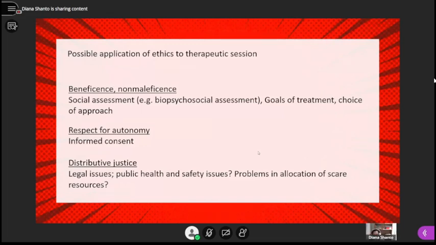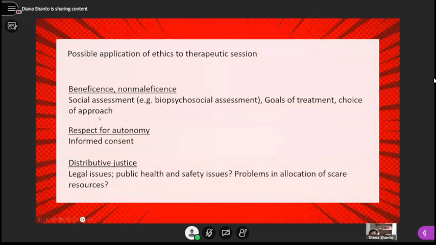Beneficence, non-maleficence. You can use it, for instance, in the social assessment, in setting goals for the session in collaboration with the client. It's for their interest. It's avoid doing harm. The choice of approach, c'est-à-dire qu'on choisit the best approach is for the best interest of the client. Là c'est deux principles, beneficence and non-maleficence.